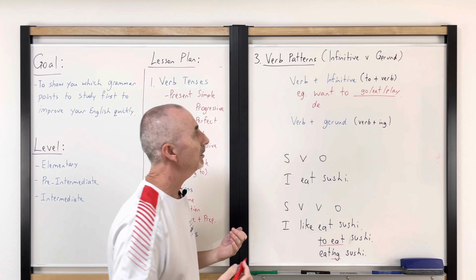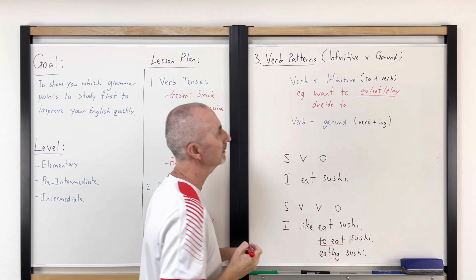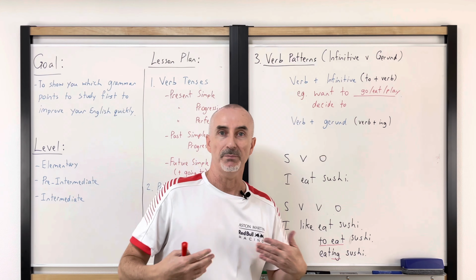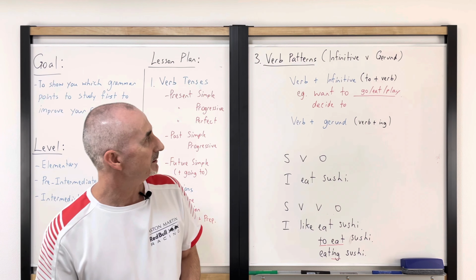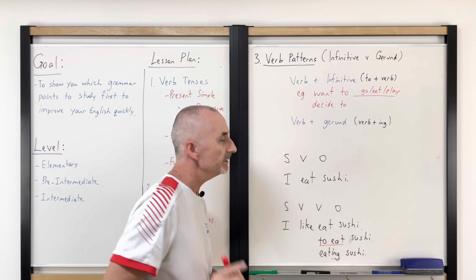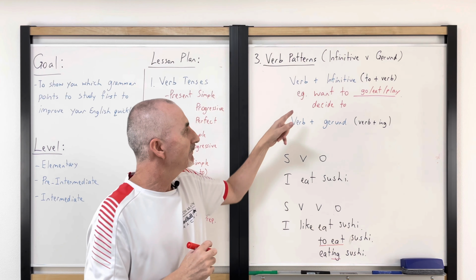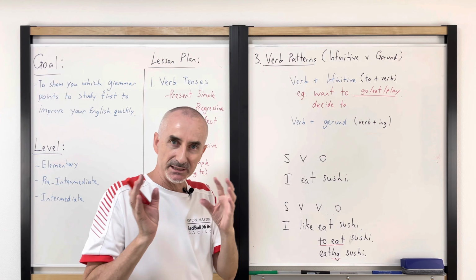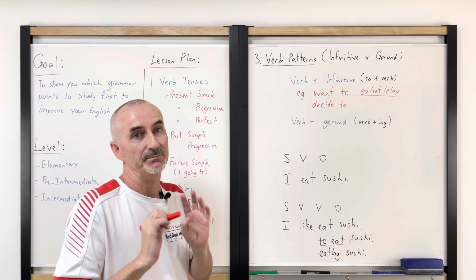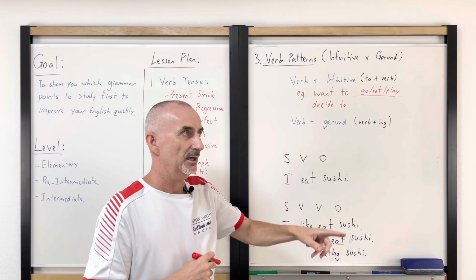Another example of the infinitive is decide. I decided to buy a new car. I decided to quit my job. Okay, now one point which will help you to learn these is verbs which have the same meaning will always have the same pattern. So for example, decide to, choose.